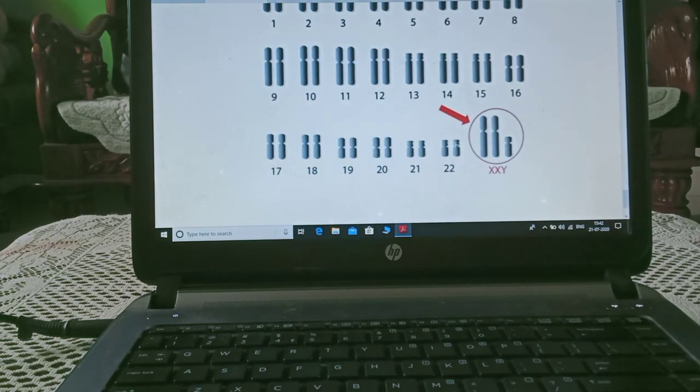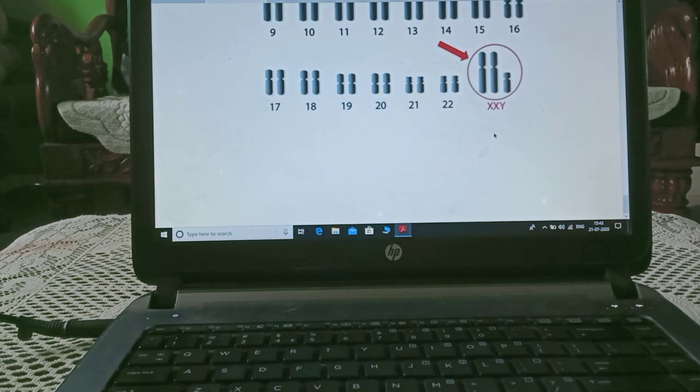You can see this is the 23rd pair of chromosomes, in what manner. As you can see.